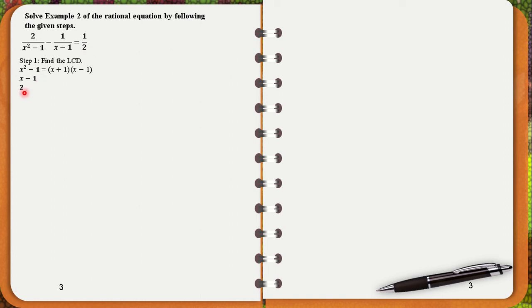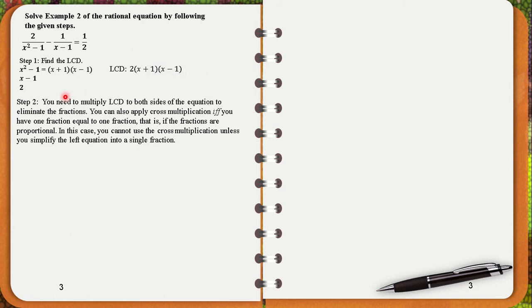the equation ay 2. So, kunin natin yung mga distinct factors. Yung x plus 1, minsan lang yan na nag-exist, so meron tayong x plus 1. Yung x minus 1, twice siyang nag-occur, so minsan lang natin din siya kunin. X minus 1 and then 2. So, this will be our LCD: 2 times the quantity x plus 1 times quantity x minus 1.